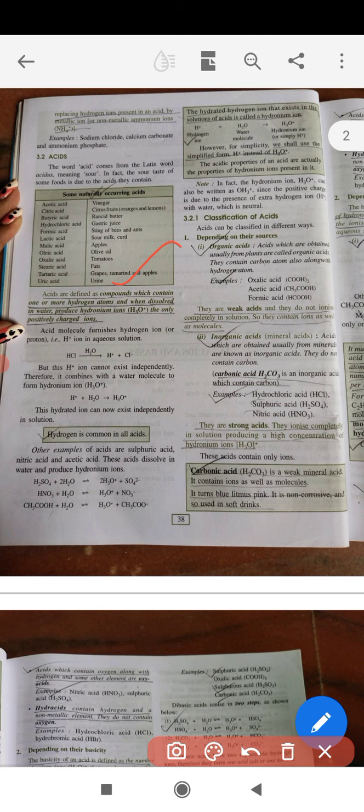Now these are the mineral acids, organic acids, and there are also some inorganic acids. And hydrogen is common in all acids, okay. Acids are defined as compounds which contain one or more hydrogen atoms, and when dissolved in water produce hydronium ion.